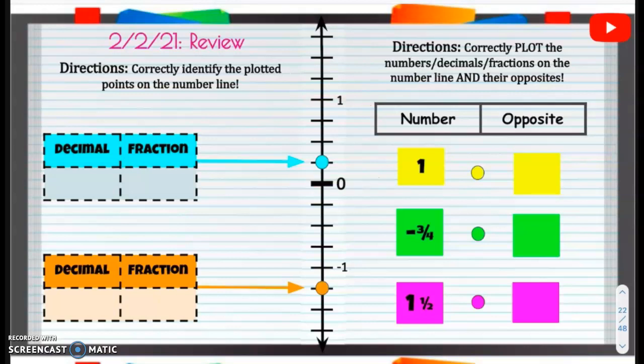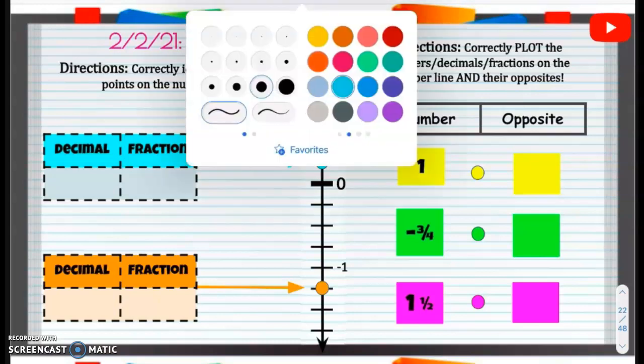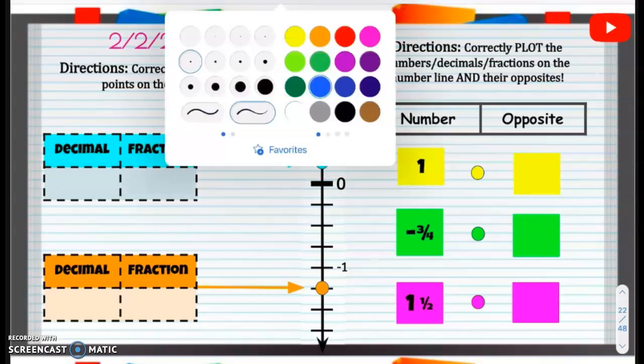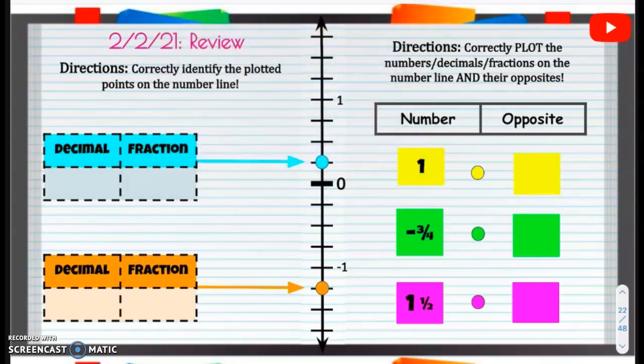Let's see how many spaces we have in between. We have 1, 2, 3, 4. So it's split into 4s. So if I split 1 into 4, that's like quarters. So if I look at this, each part of this line, in between both of them is going to be 0.5.